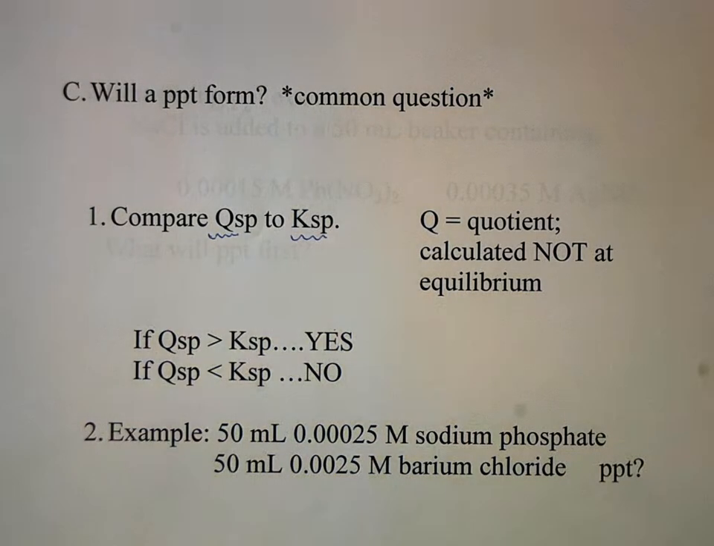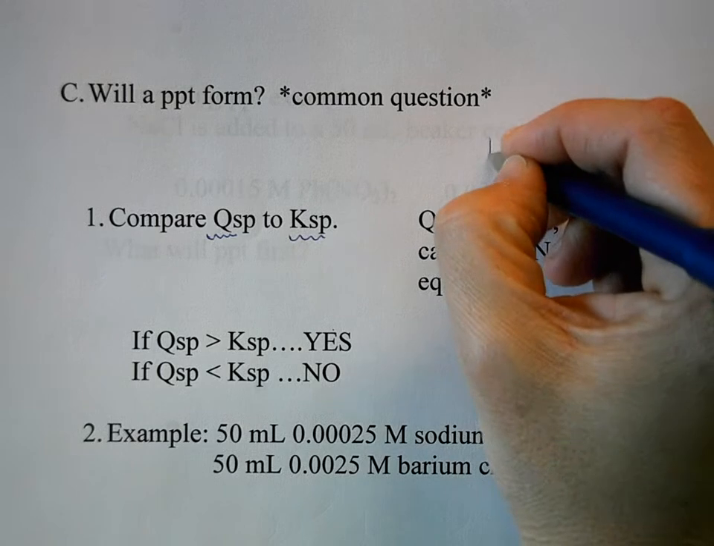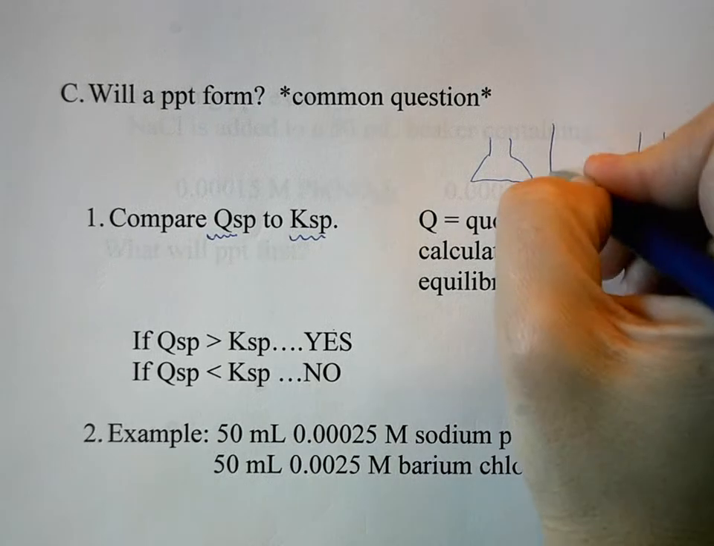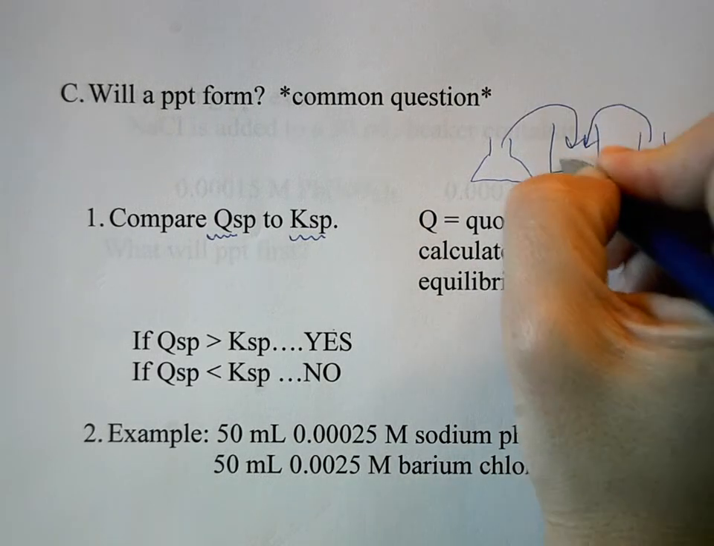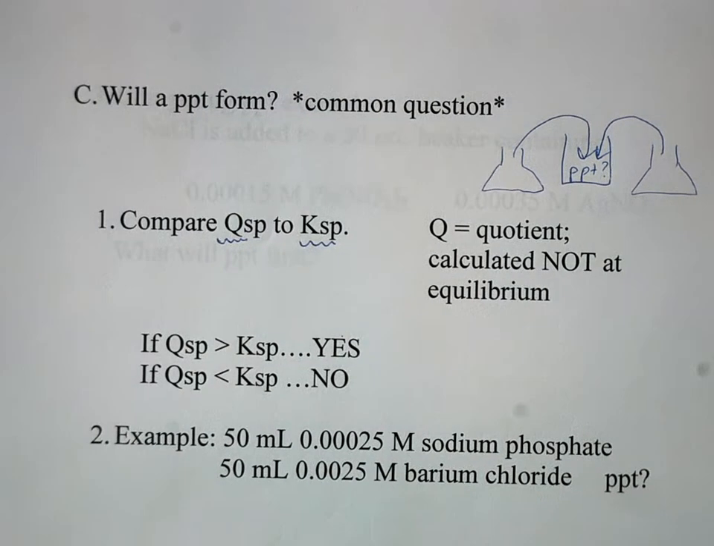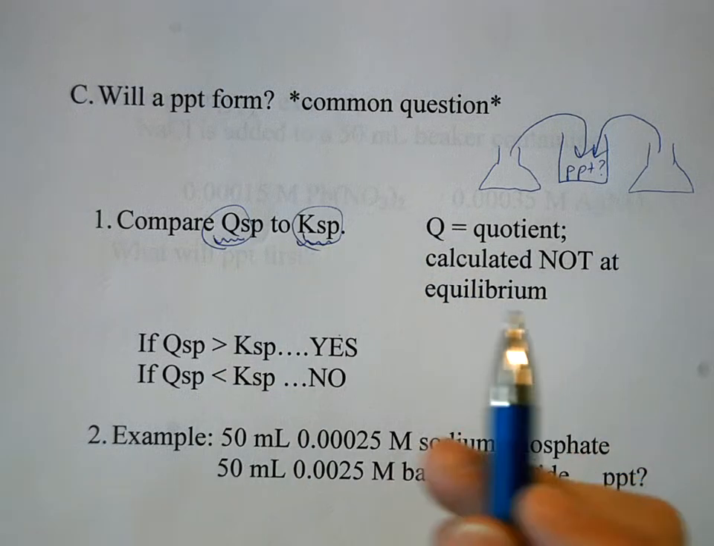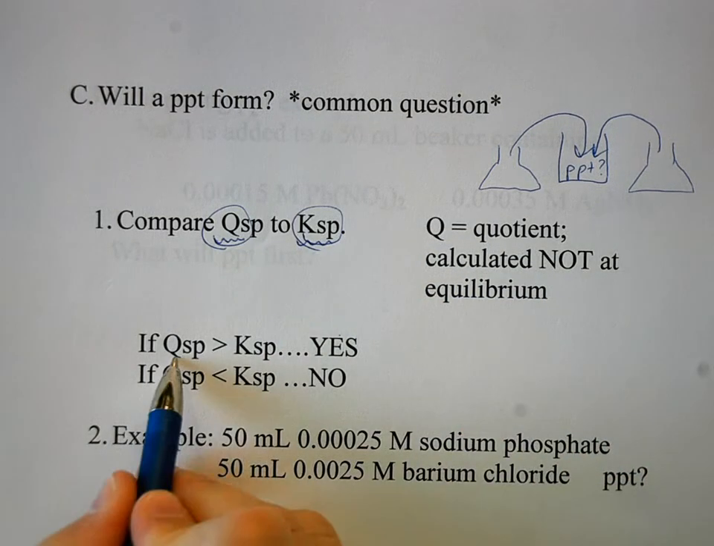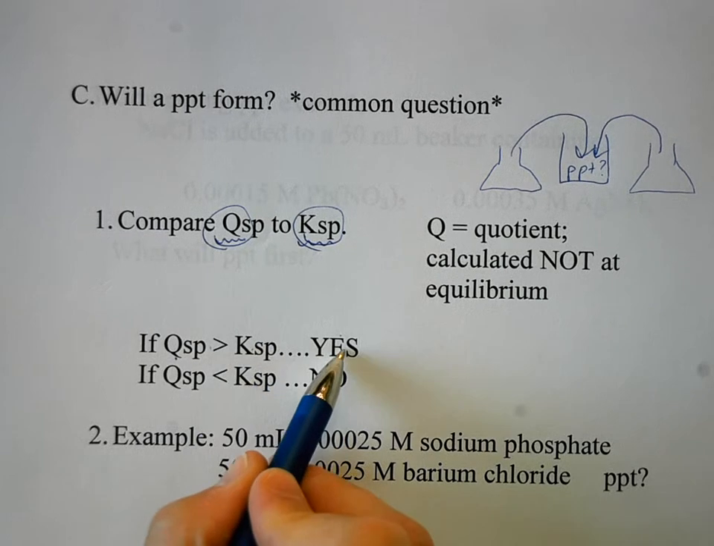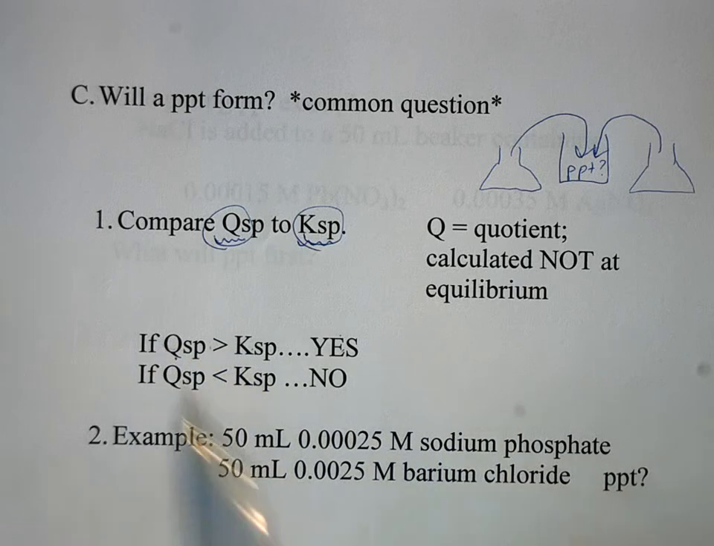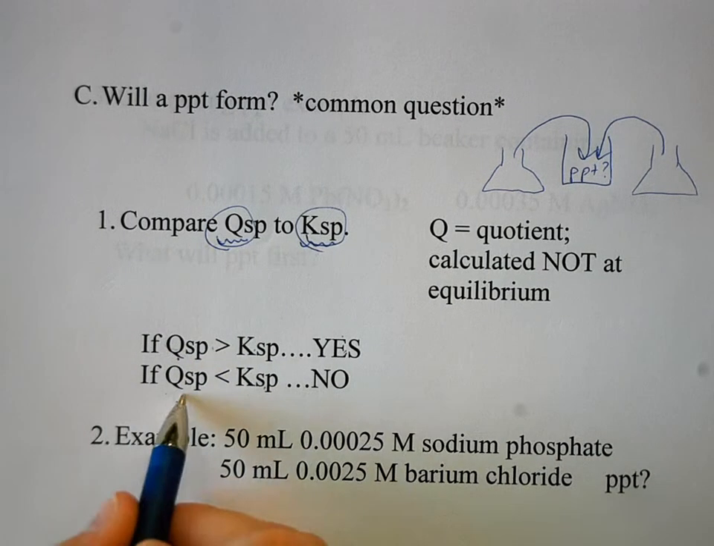Okay, so the question is, I'm going to have two solutions. I'm going to combine them all together, and then the question is, are you going to get a precipitate that forms? You're going to have to calculate Q with values that aren't at equilibrium, and then compare it to the Ksp value. If Qsp is greater than Ksp, then yes, there will be a precipitate, meaning basically that you will have enough of what you need to precipitate. If the Qsp is lower than Ksp, then you're not going to have enough, so it's not going to precipitate.